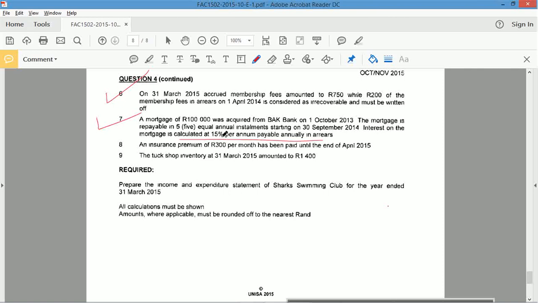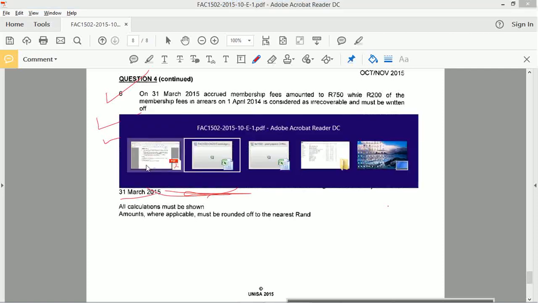We also need to check the equal payments. When do we start paying? 30th of September. That wouldn't matter because I'm not doing the statement of financial position. I'm only looking at income and expenses, so ignore the rest. Alright, insurance premium of 300 per month has been paid until end of April. So we've paid for April, we've paid for 1 month. So 100 Rand is prepaid. Take it out.